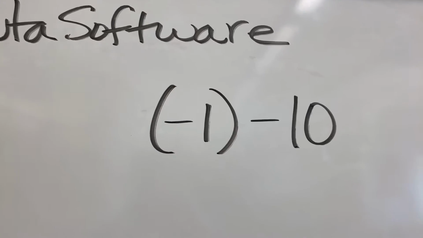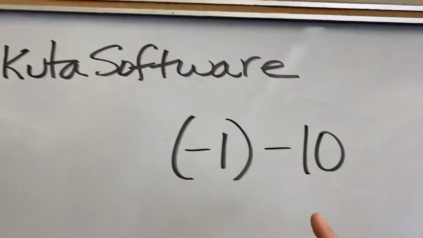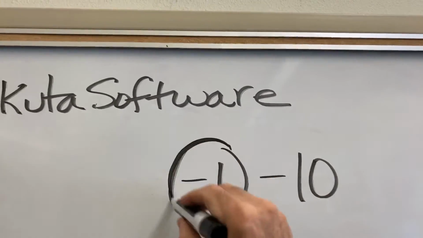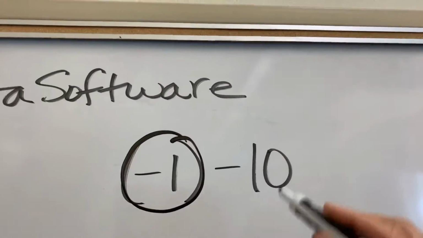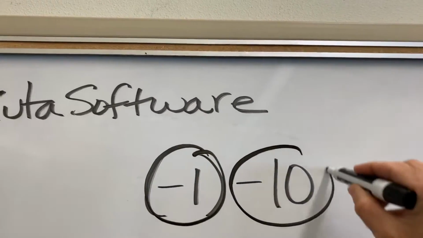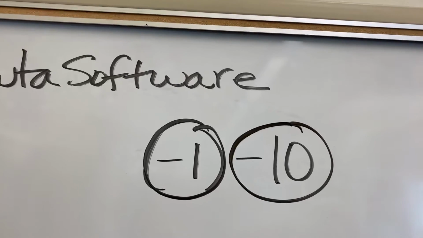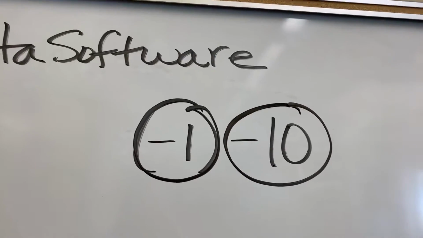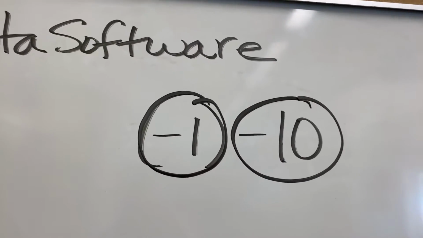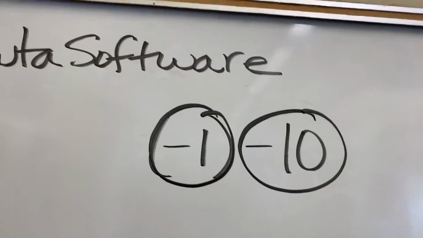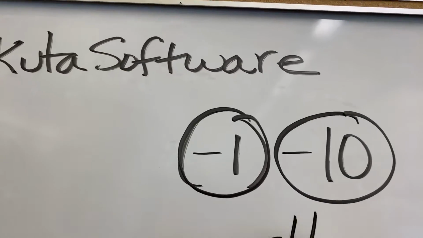Negative 1 minus 10. There isn't a double negative, so I'm going to circle the minuend. I'm going to circle the subtrahend. Now looking at those circles, I'm going to use the same sign rule. When the signs are the same, add and keep the sign. This answer is negative 11.